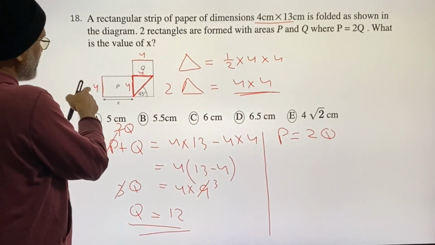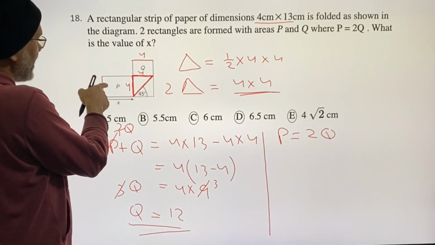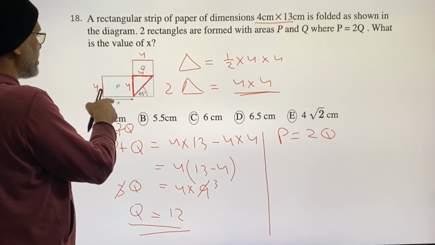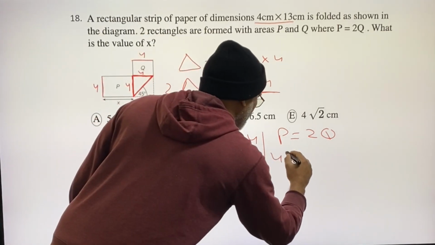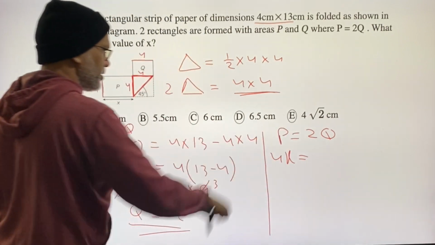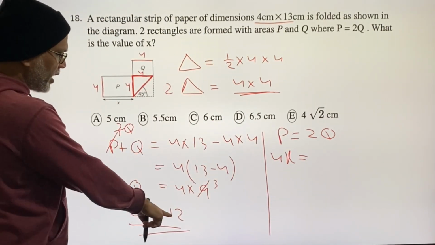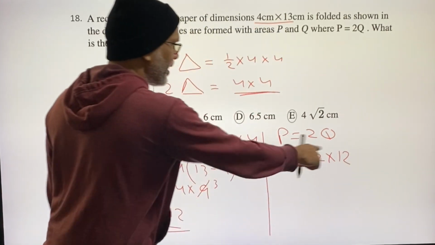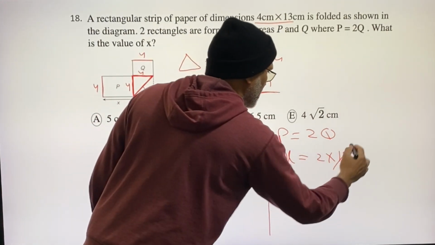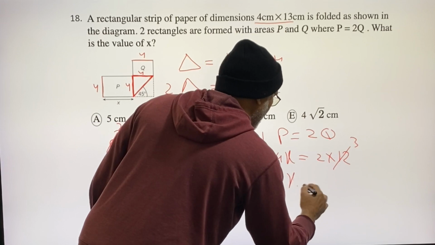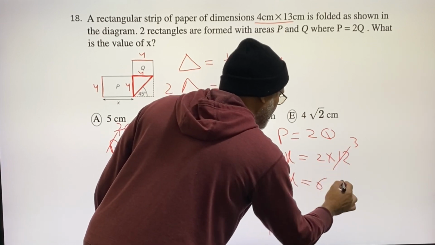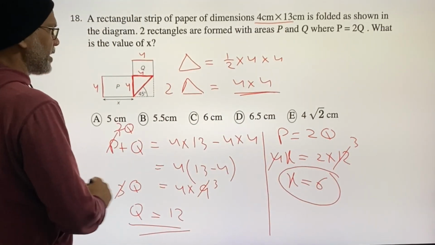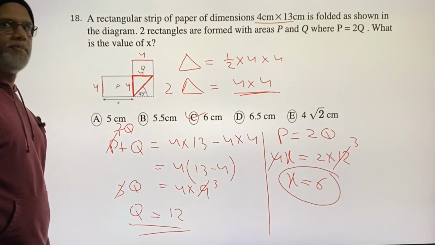What is P? P is 4x, right? The area of this rectangle is 4 times x. So 4x is 2Q. Q I have already found out to be 12. So 2 times 12. I divide both sides by 4. Then x is equal to 2 times 3, which is 6. And we get the same answer.